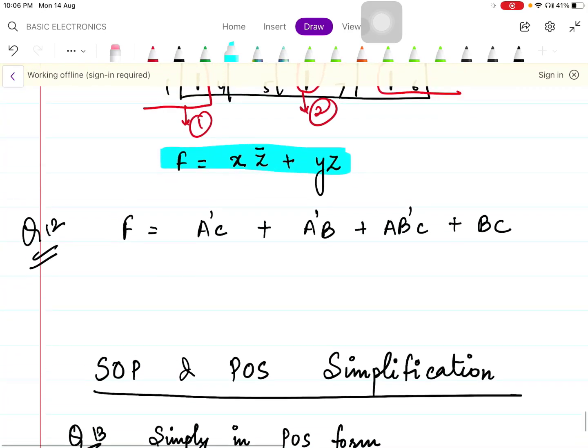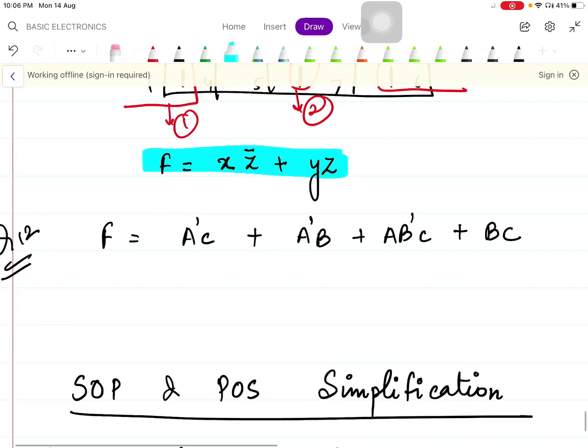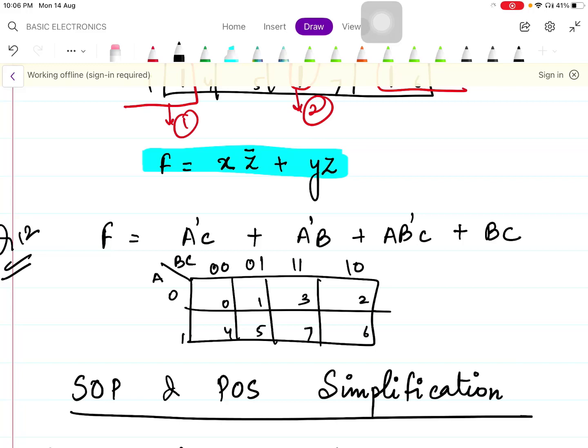Next question, again an expression of three variables. So let's draw a K-map for this. Fill the minterms. A bar C, that means A bar, and for C we have these two columns, this one and this one. So these are the minterms. A bar B, that means this, because the columns were this one and this one. A B bar C, that means this, and B C.